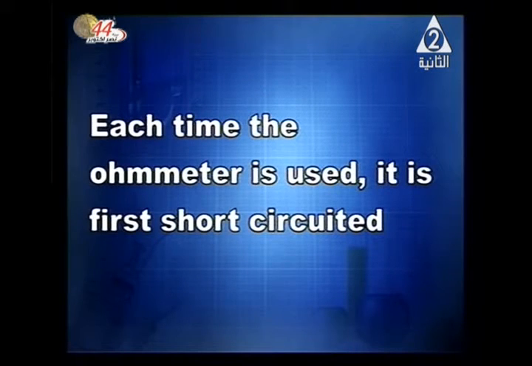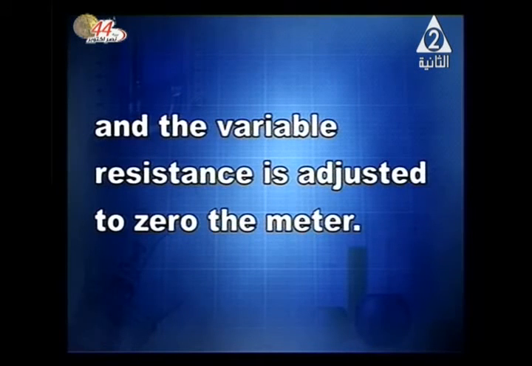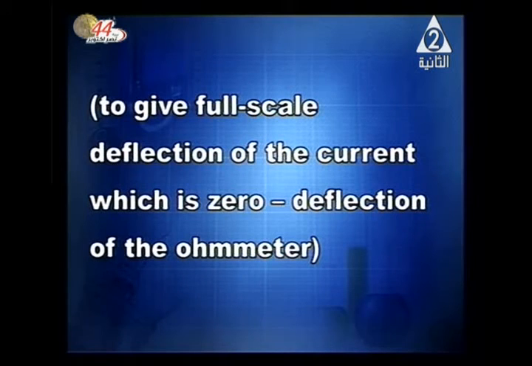Each time the ohmmeter is used, it is first short-circuited. So each time you want to use the ohmmeter, it should be short-circuited. What does it mean? The variable resistance is adjusted to zero the device, to set the device at 0, to give the full scale deflection of the current, which is 0 deflection of the ohmmeter. This was about the function of the variable resistance.